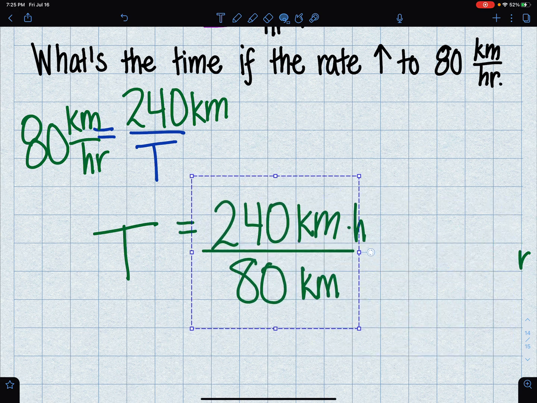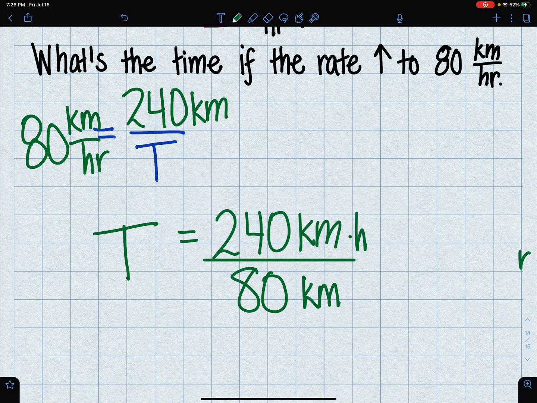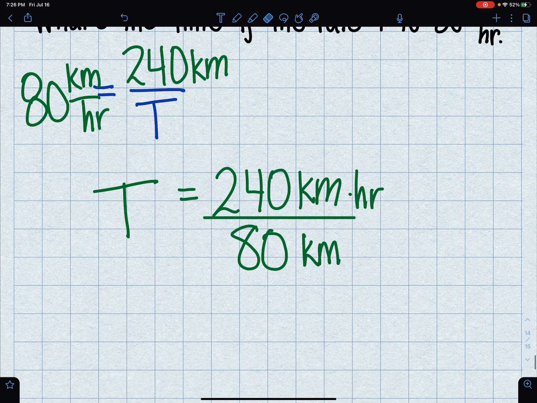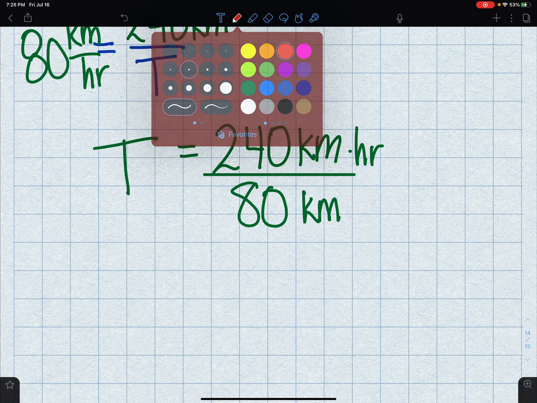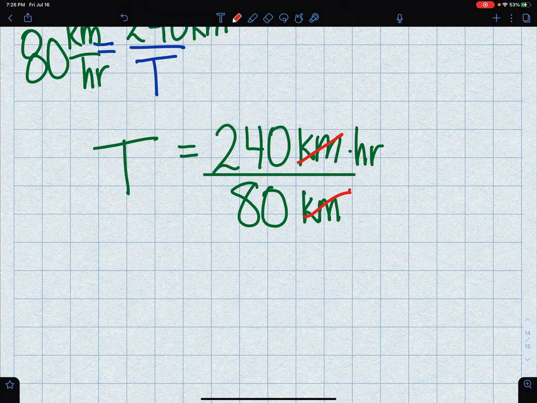Let me just fix that. Sorry, a little OCD showing. When I do my units, it's going to be 240 divided by 80, but the units are just hours, which makes sense because they're asking for time. So time is equal to 24 divided by 8, which is 3 hours.